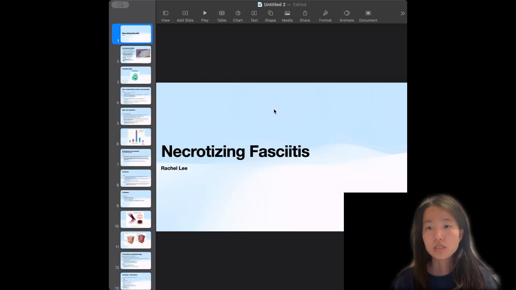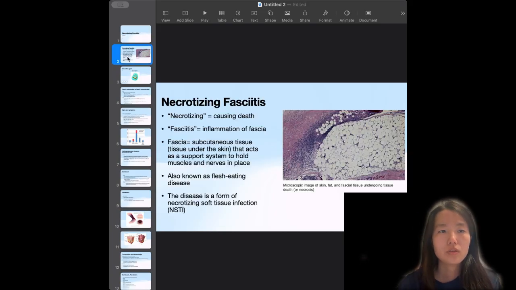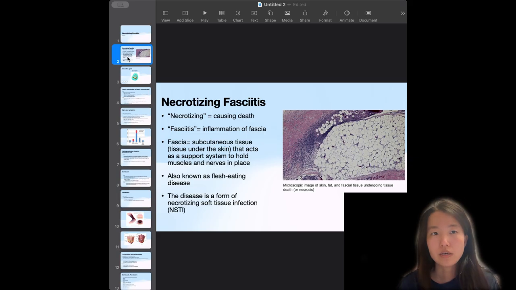Hi, my name is Rachel Lee, and the disease I picked is necrotizing fasciitis. So, the first slide shows some interesting facts or just general information about the disease.